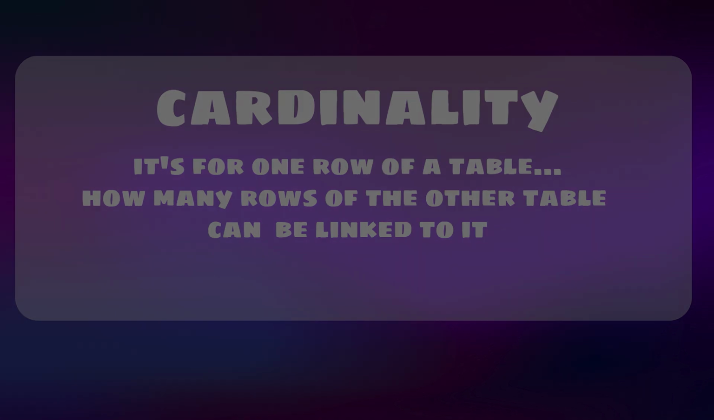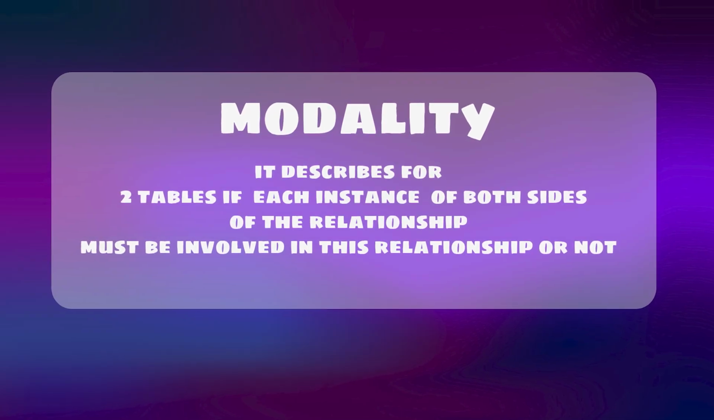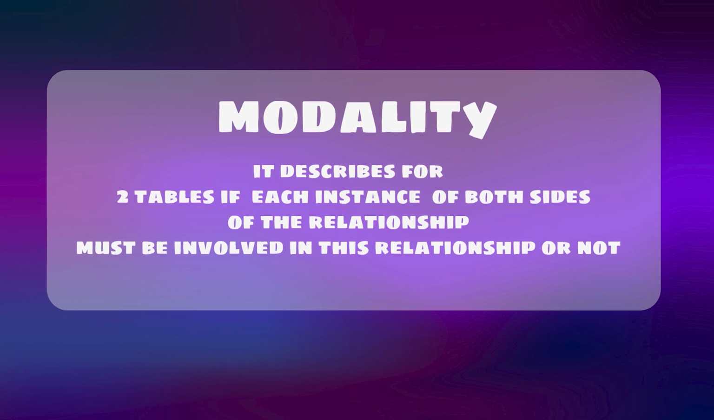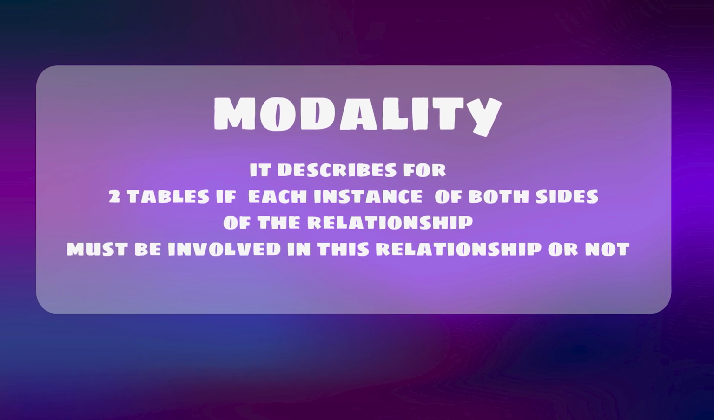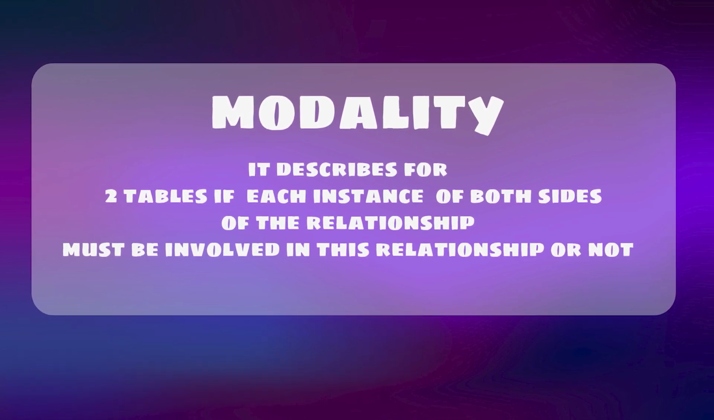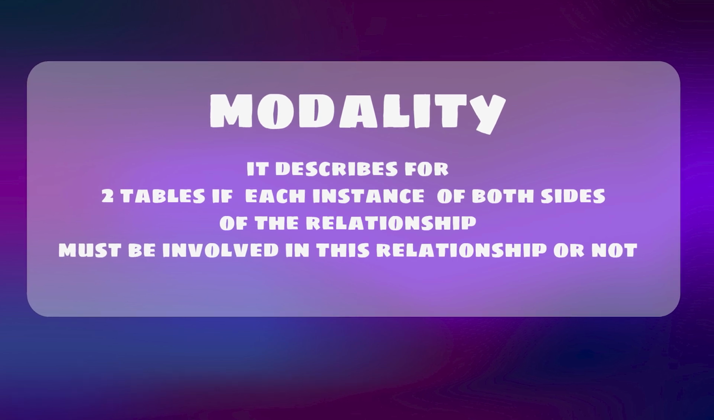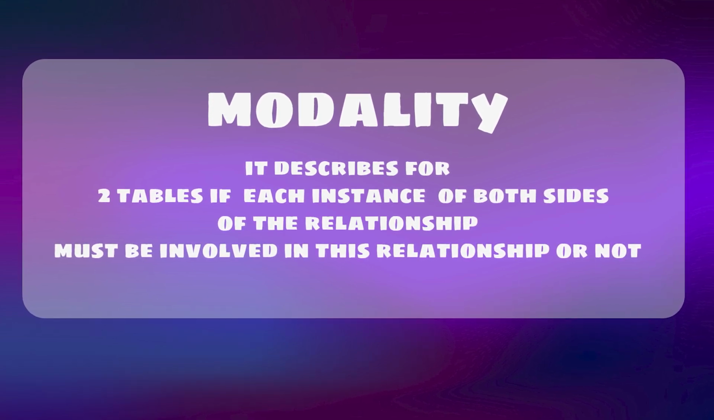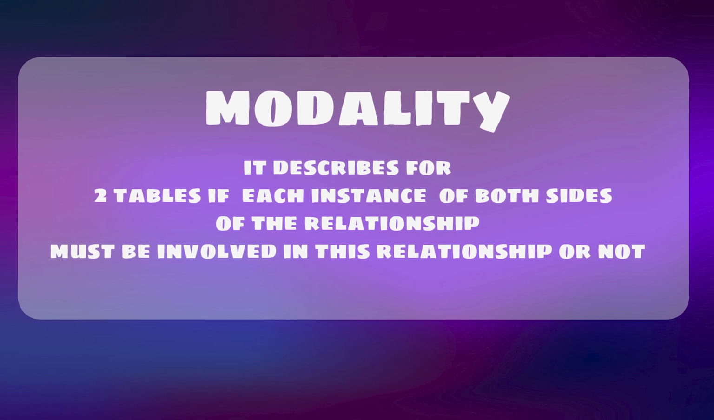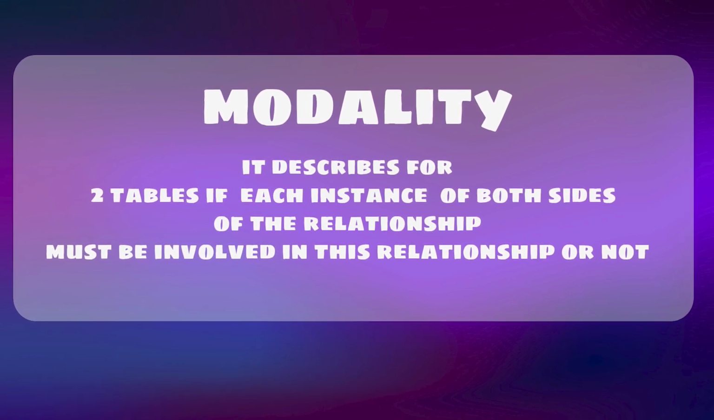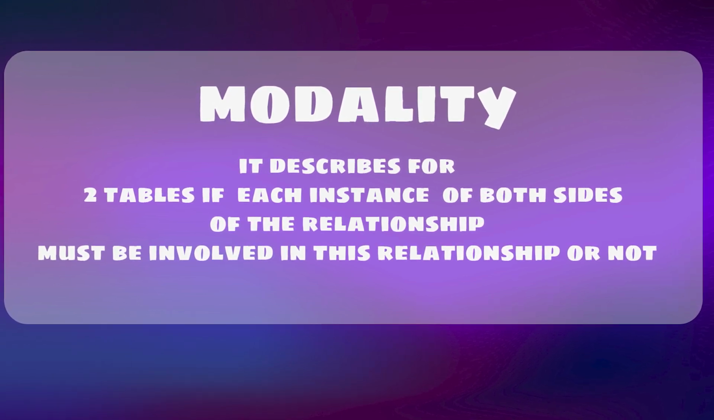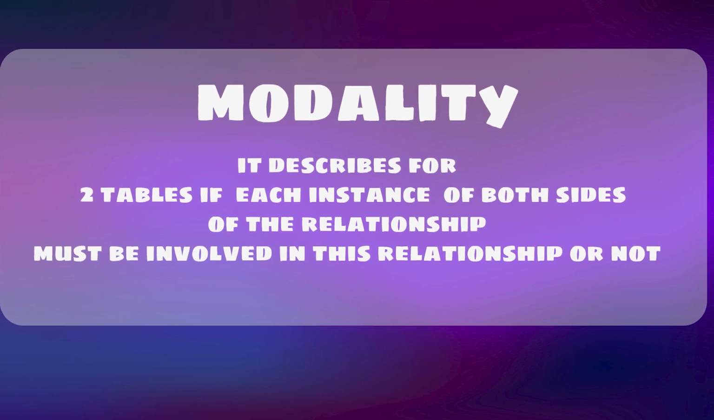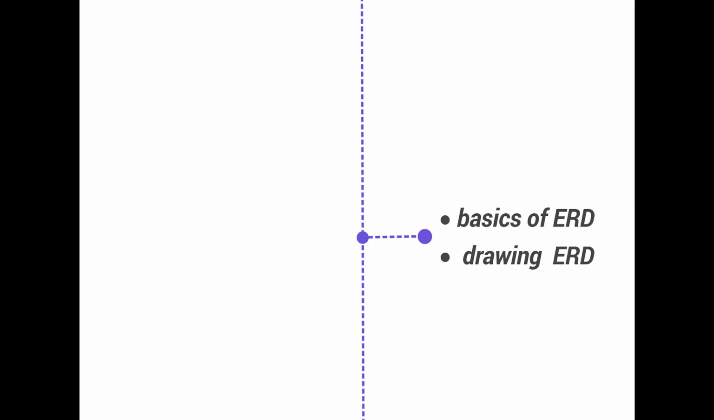And the second concept is modality. It describes for two tables if each instance of both sides of the relationship must be involved in this relationship or not. So for example, in the customer order relationship, must each customer make an order, or can there be customers without orders? Yes, there can be a customer without orders. So it's about acceptance for nulls or zeros. And both concepts will be so easy after we explain them in our project.